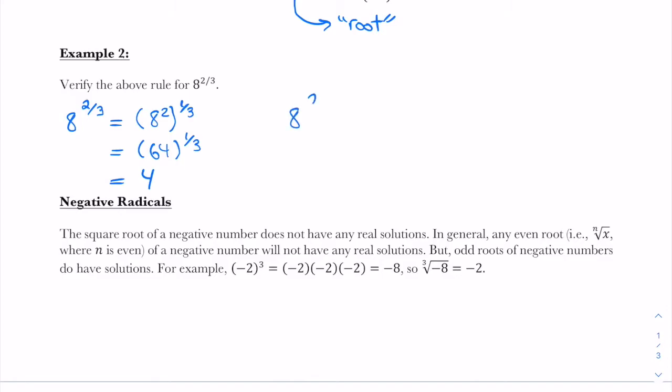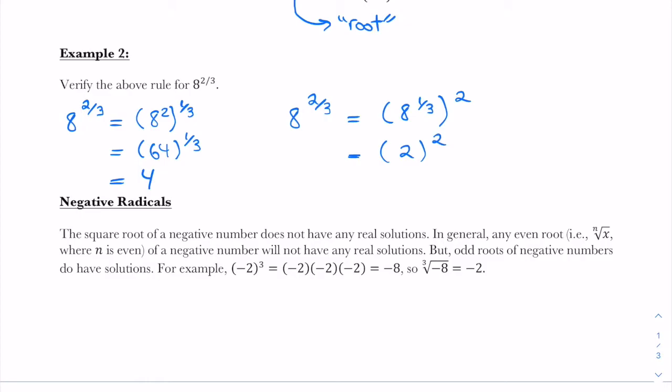8 to the exponent of 2 over 3 is equivalent to 8 raised to the 1/3, in other words, the cubed root of 8, and all of that raised to the exponent 2. Notice I've just swapped the order. Now I'm doing the root part before the exponent part. 8 to the exponent of 1/3 is 2. That's because 2 times 2 times 2, 3 times, is 8.